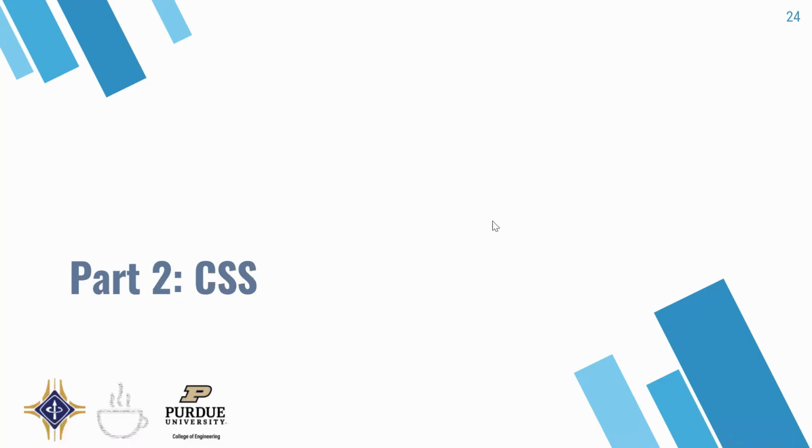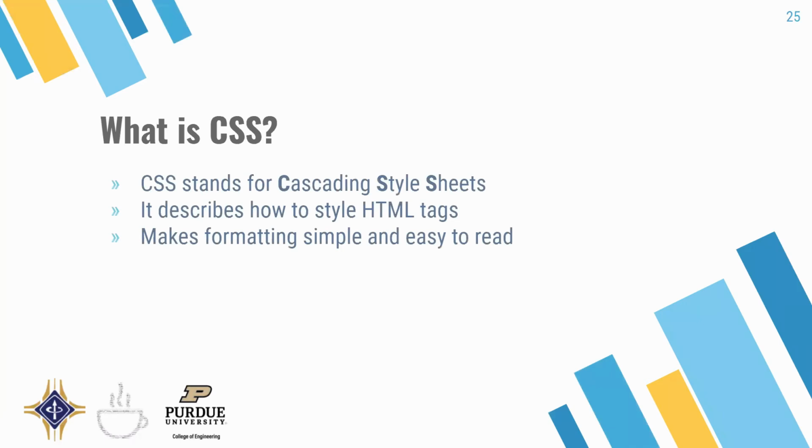Okay, part number 2, CSS. So I mentioned CSS a couple times now, but what is it really? CSS stands for Cascading Style Sheets, and it's basically a way for us to format and describe and style HTML tags in a very easy to understand manner. It makes formatting extremely simple and very easy to read, and is ubiquitous and used on every site nowadays. If you remember back, right, to our demo 1 and 2, the CSS was pretty boring, pretty basic, pretty generic, but this CSS makes it a lot nicer, a lot easier to look at.